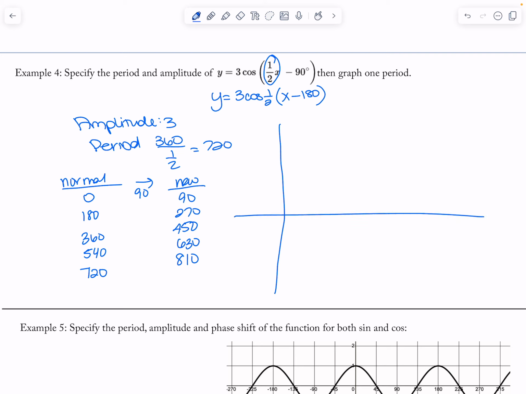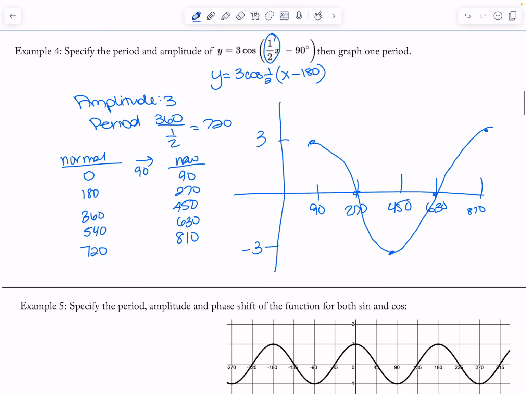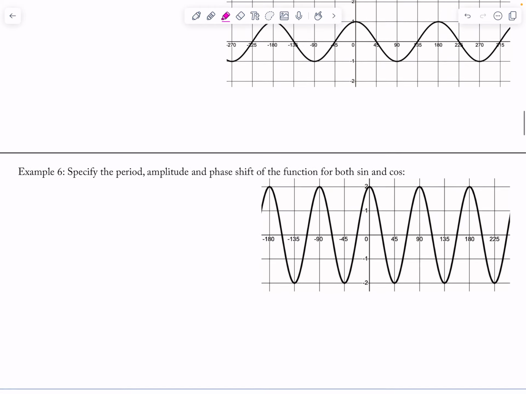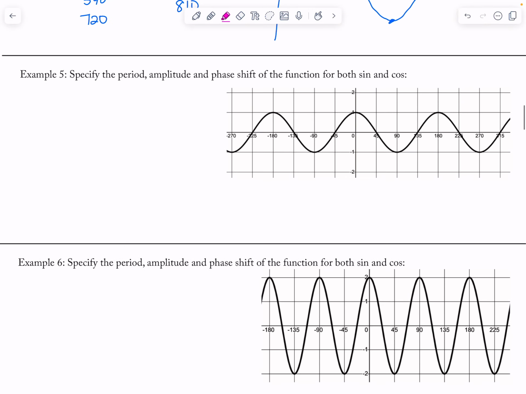And I have 3 and negative 3, so I'm starting at 90, 270, 450, 630, and 810. So up, down to 0, back down to negative 3, and back up. And so that's what my graph looks like. Okay, so period, amplitude, phase shifting. Oh, I have 2 more. Exciting. Okay.